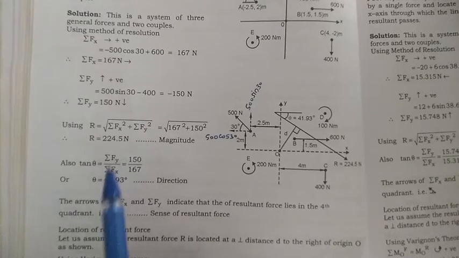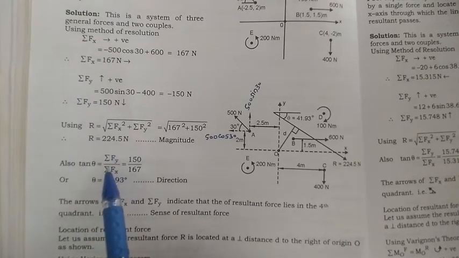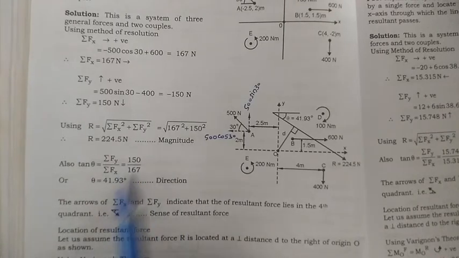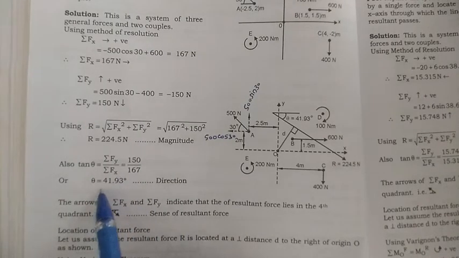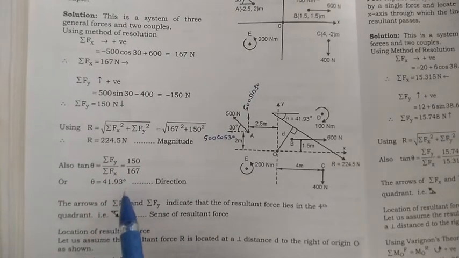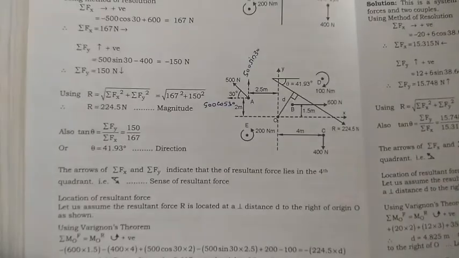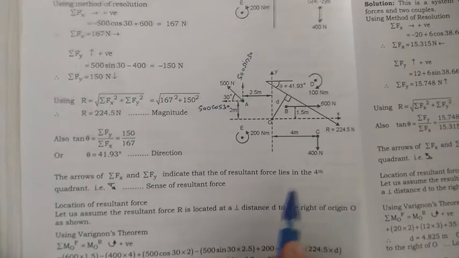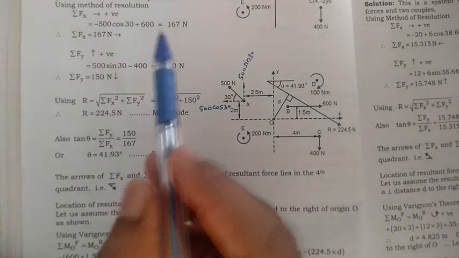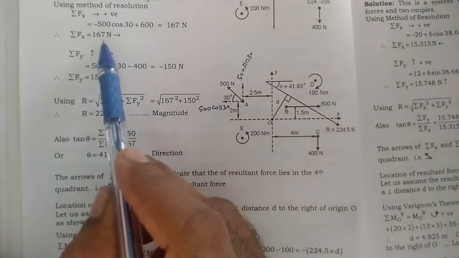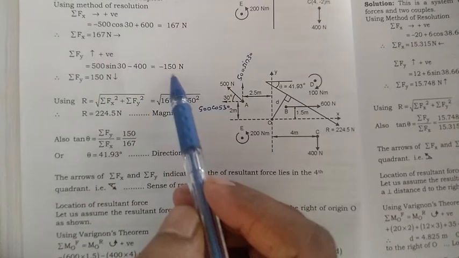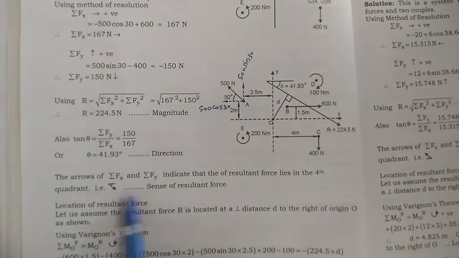After that, get the inclination made by this R with the x-axis. For that, this is the relation: summation of Fy by summation of Fx. Do the calculation, get the value for the angle. So the angle we can get here is 41.93. Now depending upon the sign of summation of Fx and Fy, we will decide the quadrant for R. Now if you just see, this one is positive, this one is negative, means we can say R lies in, again, the fourth quadrant.